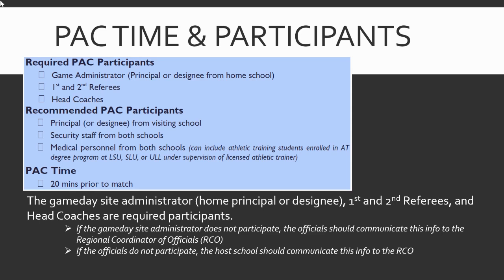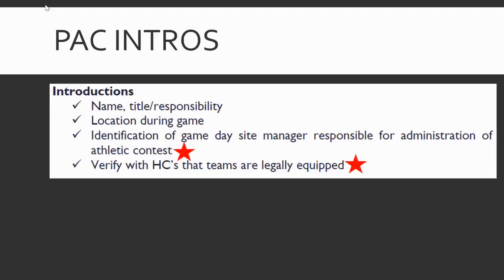If the game day site administrator does not participate, the officials should communicate this info to the RCO. If the officials do not participate, the host school should communicate this info to the RCO. Part 1 of the PAC checklist involves introductions: name, title, location, critical identification of game day site manager, and verification with head coaches that teams are legally equipped.